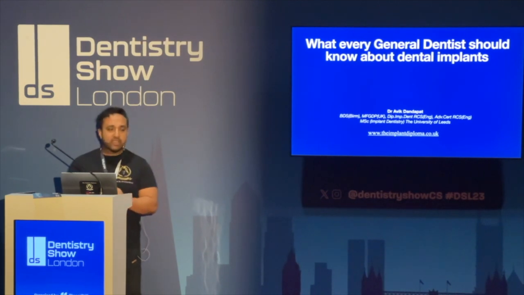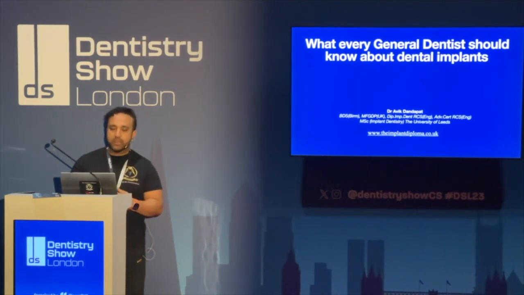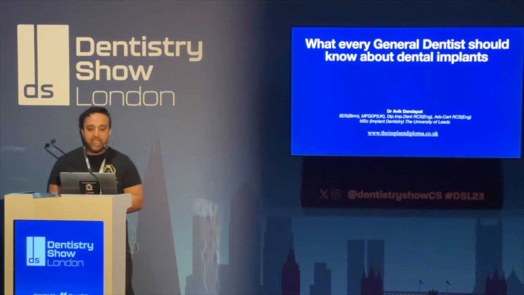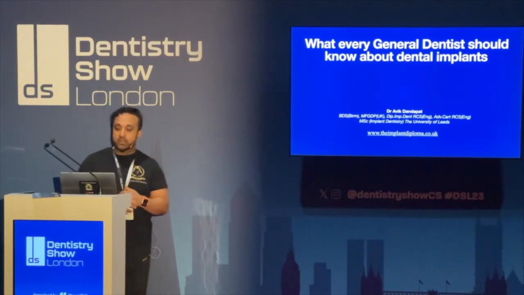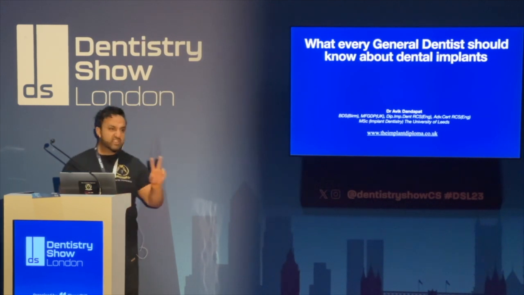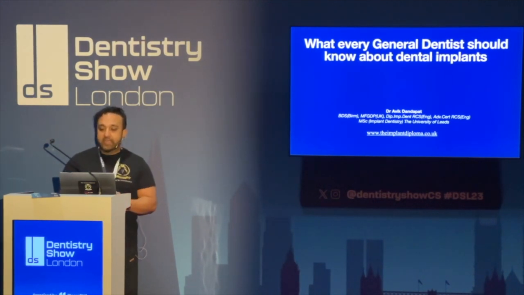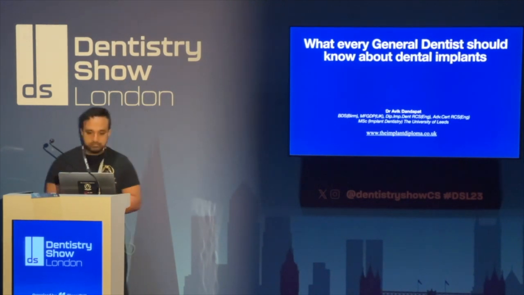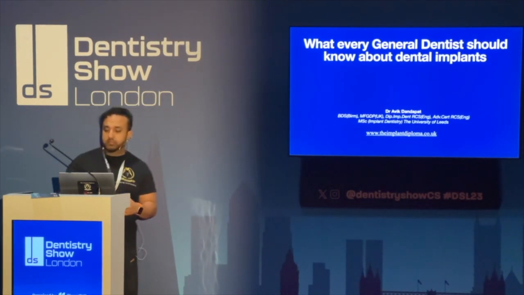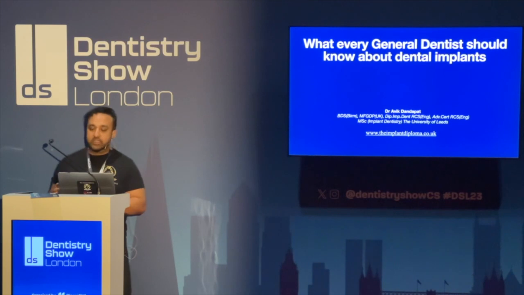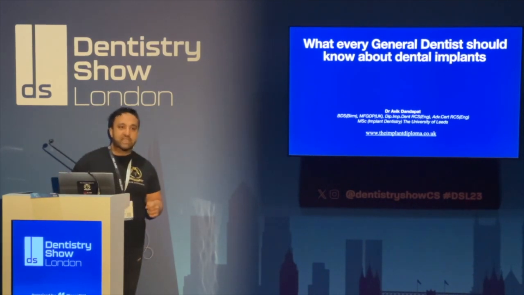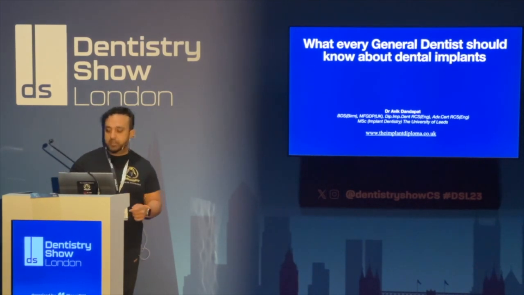So a little bit about me. I did my BDS from Birmingham back in 2001, and I've done the membership of the Royal College of Surgeons and a diploma in implants at the Royal College of Surgeons. I was on the second cohort ever, and I've done the advanced certificate, and I've got a master's degree in implantology. So I run a course called the Implant Diploma, and we're on stand C35, but what I'm going to do today is give you all the basic information that you need to know as a general dentist about dental implants.